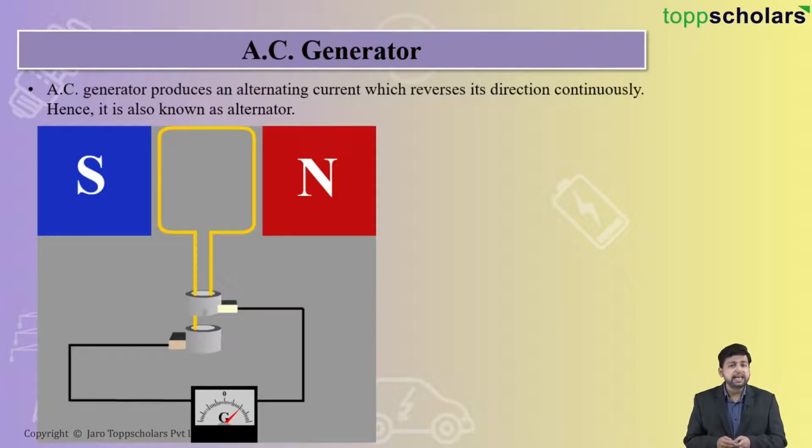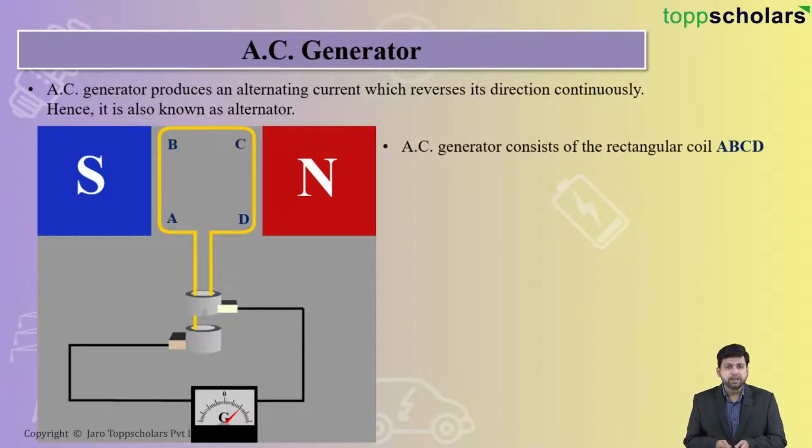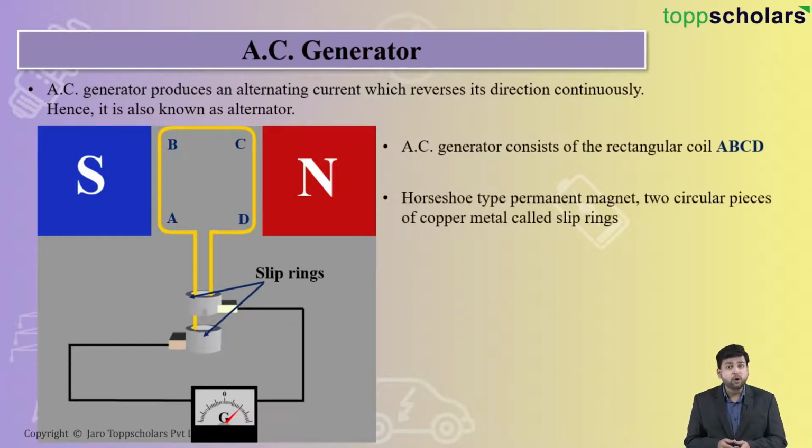Now what exactly is an AC generator? An AC generator is a device which produces alternating current. It is also called an alternator. So the first component here is your rectangular coil, that is ABCD. Then the next component is the slip rings. The slip rings are nothing but a horseshoe type of permanent magnet.